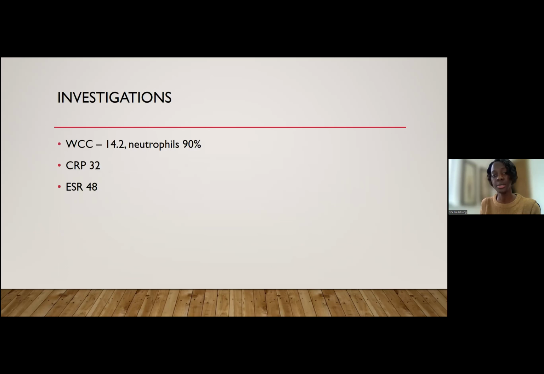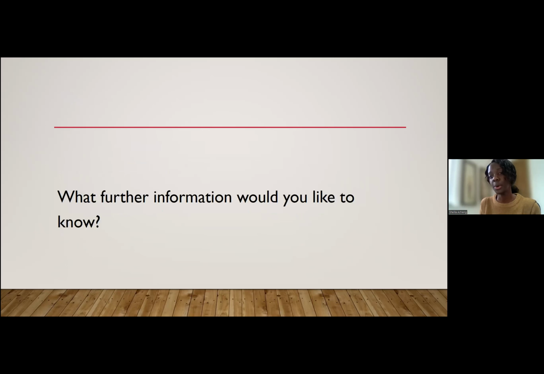Her white cell count was marginally raised at 14.2 with neutrophils of 90%, and she had raised inflammatory markers. CRP was 32, ESR was 48. So at this point, is there anything further that you think you might want to know from this lady? If you just quickly type in the chat box, we can be quick in the interest of time. What else in the history would you like to know? Just salient points.